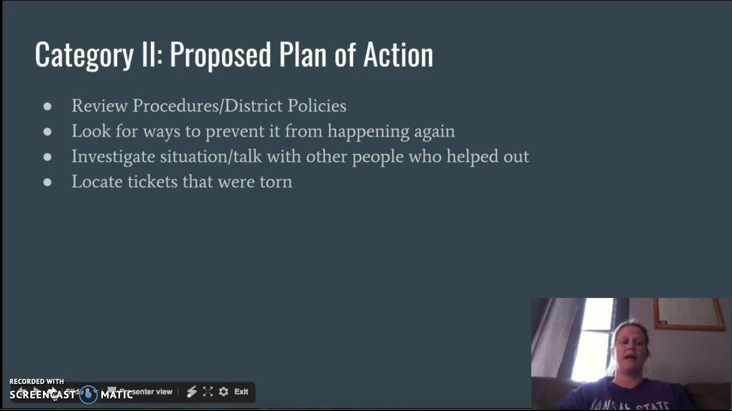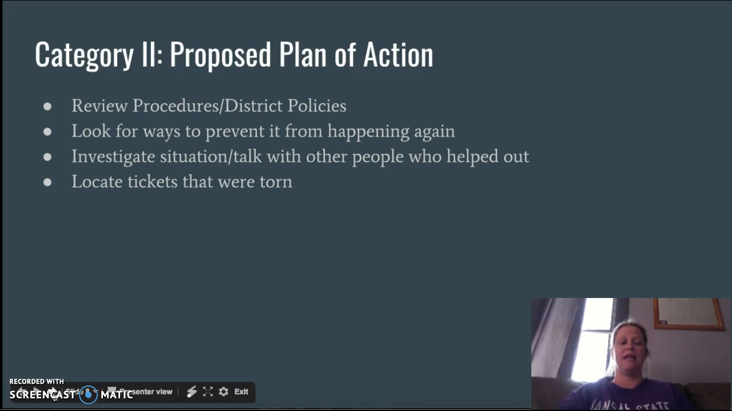My proposed plan of action is he needs to review the procedures and the district policies. These should be in place for any athletic events with ticket sales and concessions. Those need to be reviewed to make sure that he is following the guidelines, and also the parent volunteers are. He needs to look for ways to prevent it from happening again. So if there are no procedures and policies in place, there needs to be.